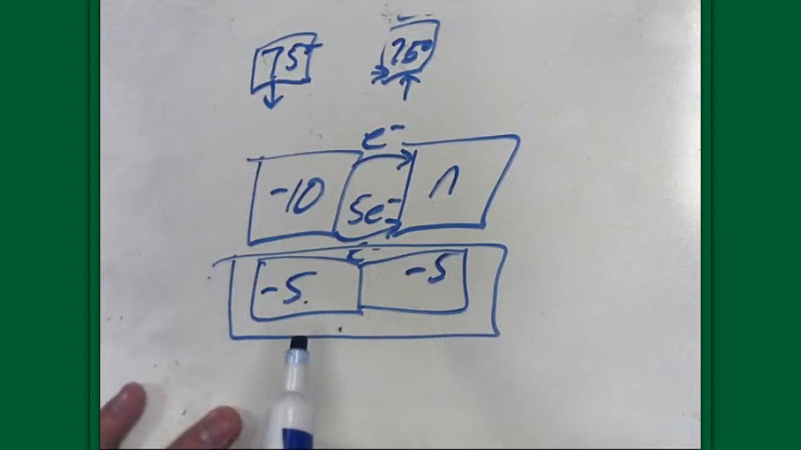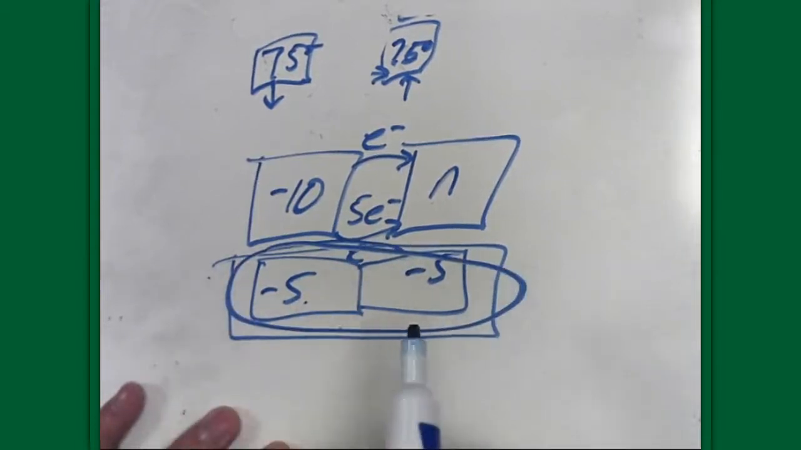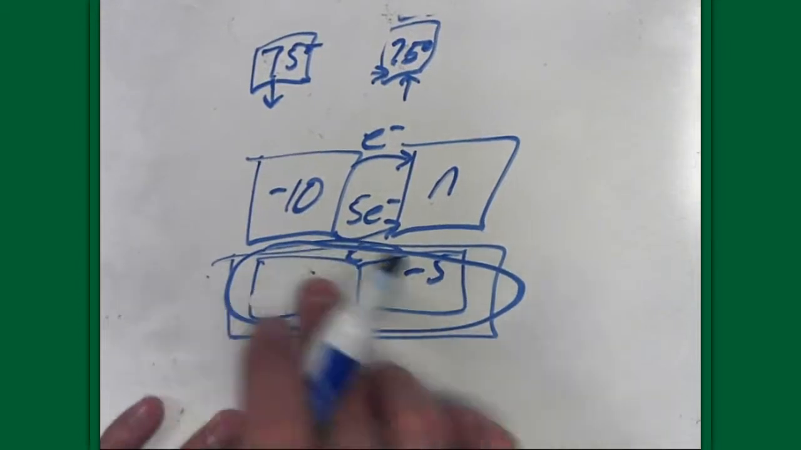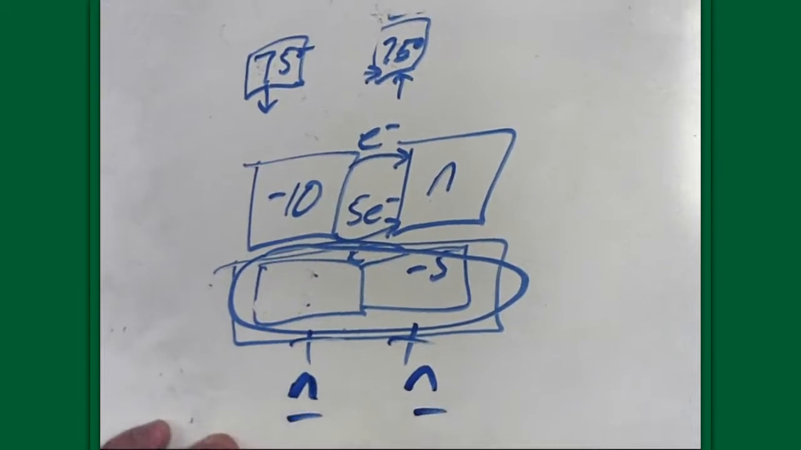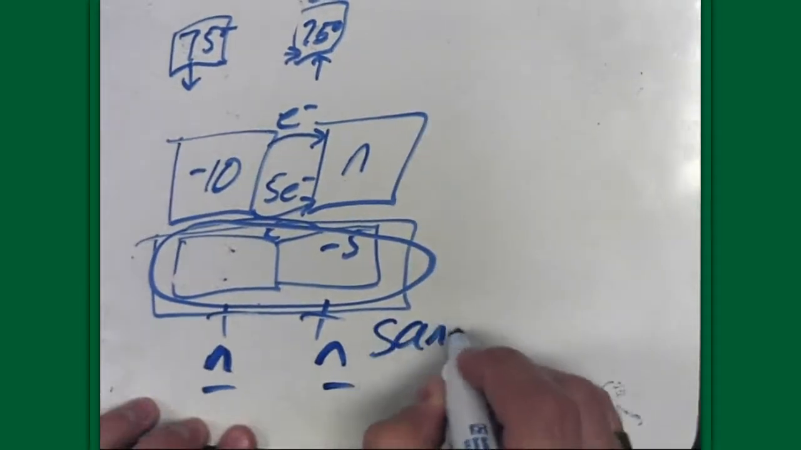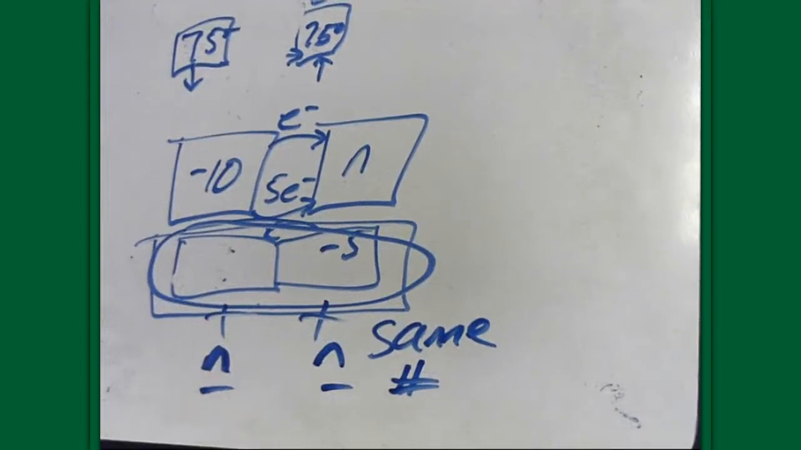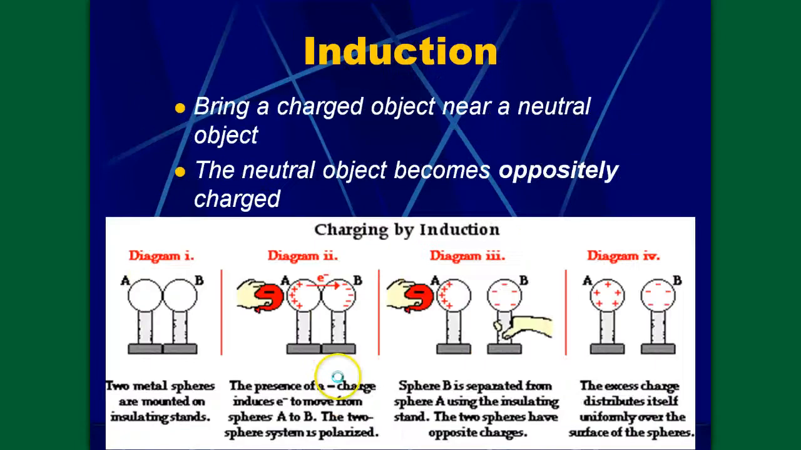We've effectively charged these two objects, and notice that we ended up with two objects that have the same charge. And that's the point with conduction. You end up with two objects that are either both positively charged, they're both neutral, or they're both negatively charged, and they also have the same amount of charge, the same number. So that's conduction. Induction, on the other hand, is a little bit different. Induction is more interesting. The neutral object, or two objects, end up becoming oppositely charged. That's the point with induction.